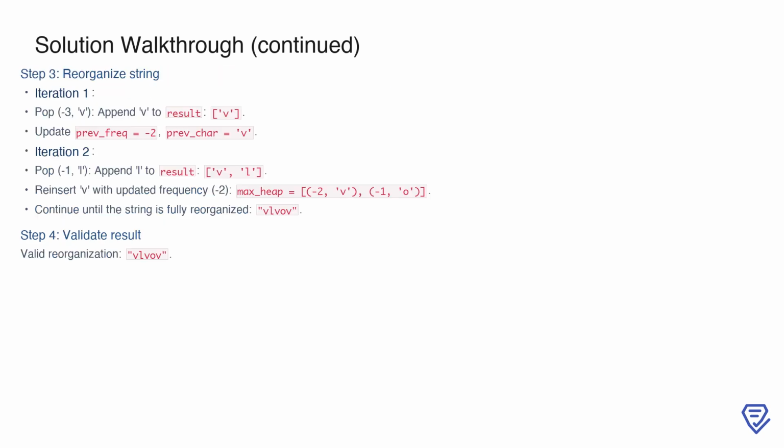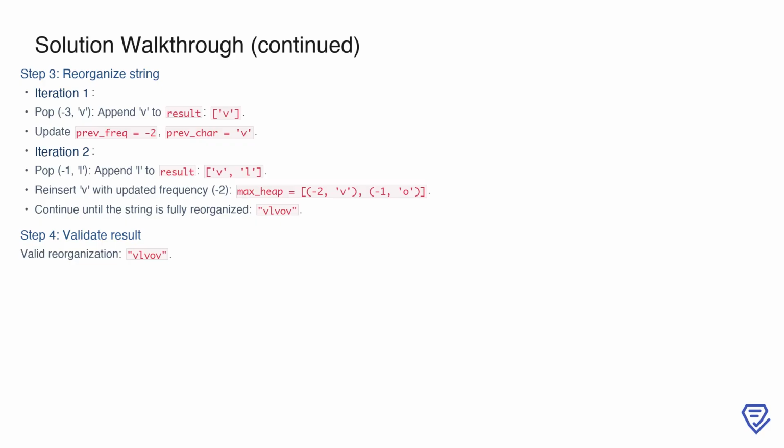To reorganize the string, we repeat the process of selecting the most frequent character from the heap and ensuring characters are spaced apart. In the first iteration, V is popped, appended to the result, and its frequency is updated to -2. In the second iteration, L is popped, appended to the result, and V is reinserted with its updated frequency of -2. This process continues, alternating between characters while maintaining the frequency constraints.